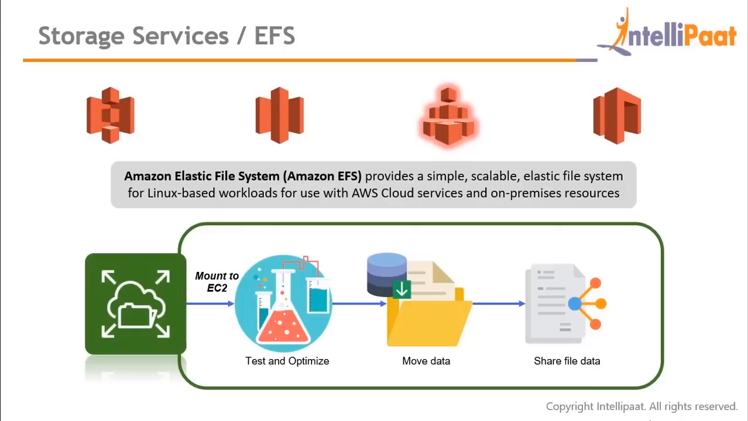And when you upload a file to the EFS in a particular EC2 instance, it will be updated in all the EC2 instances. That is because the EFS is a single entity, and if there are 10 EC2 instances, the same EFS is connected to all 10 EC2 instances. And you could use EFS to test and optimize and then move data and finally share data between instances.